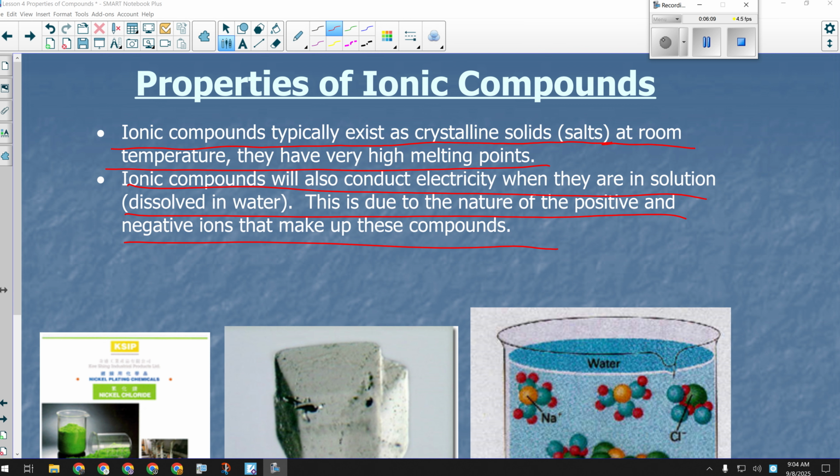Okay, so all ionic compounds are crystalline solids at room temperature. Does that mean that all crystalline solids are ionic compounds? No. Okay, sugar would be a prime example. Sugar is a crystalline solid at room temperature, but it's molecular. So just because one is true, all ionic ones are, it doesn't mean the reverse is.